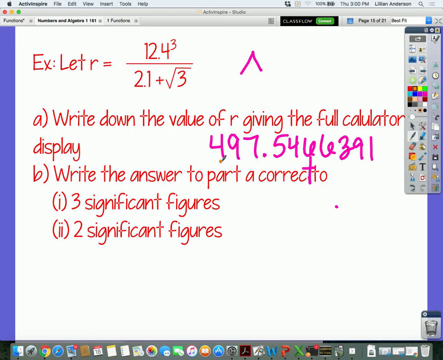First one. So you have 1, 2, and 3. So am I going to round that 7 or keep it the same? 498. That is your answer to 3 significant figures. But what about the round of the 2 significant figures?